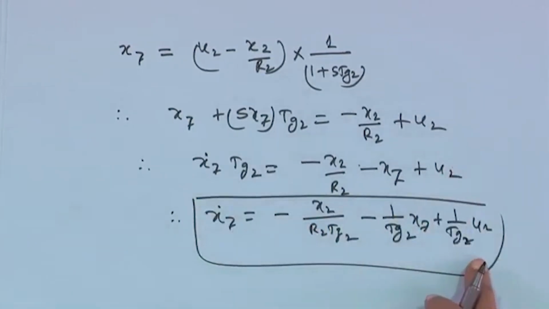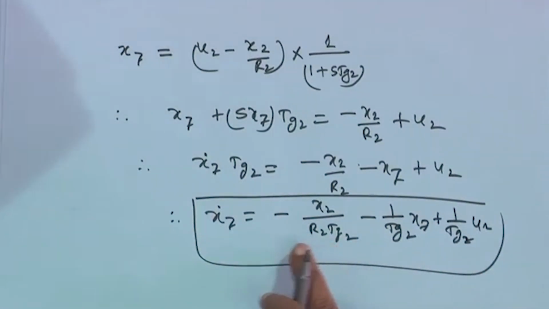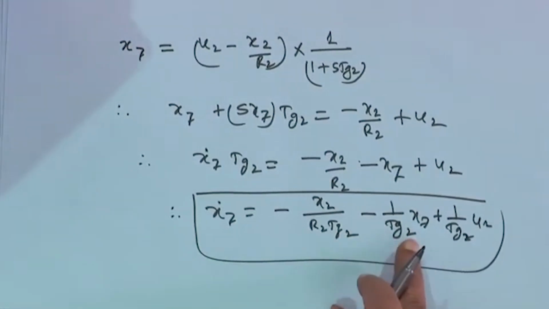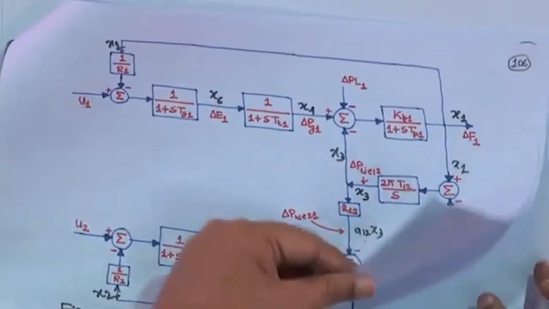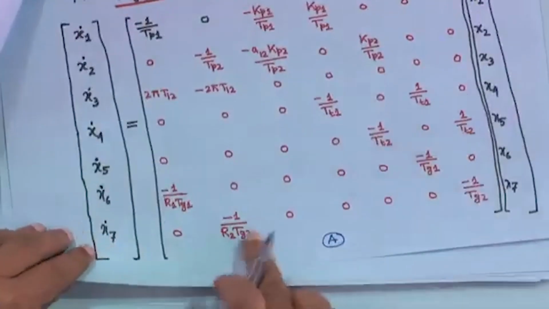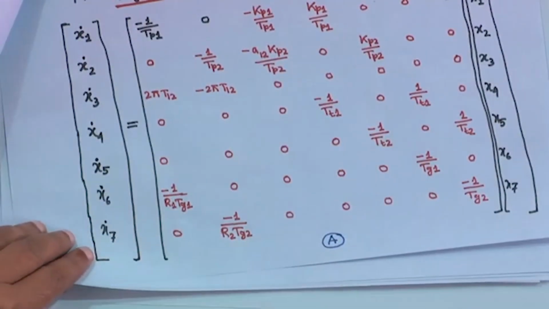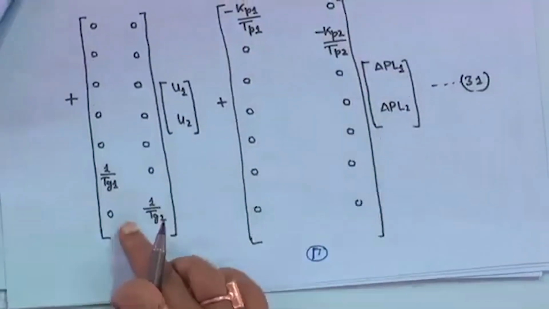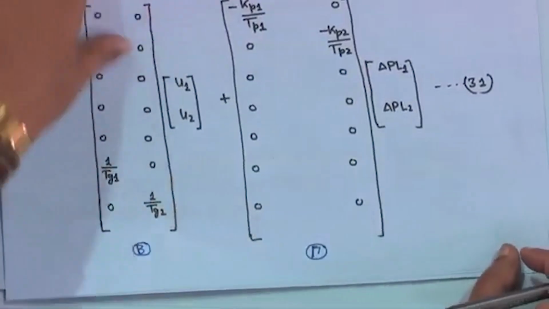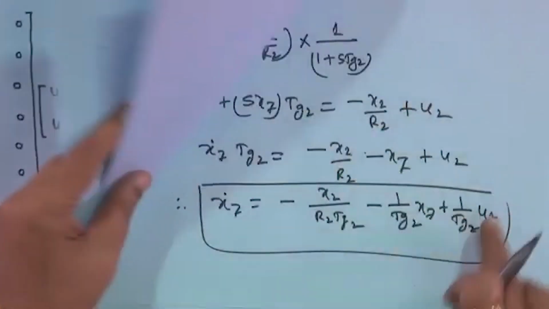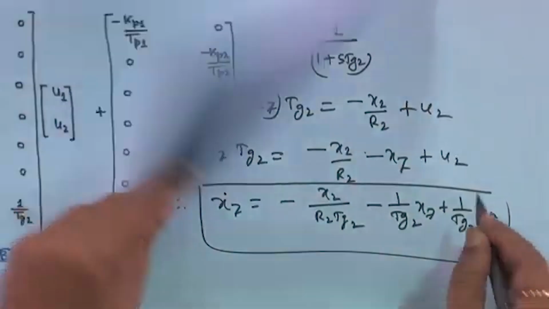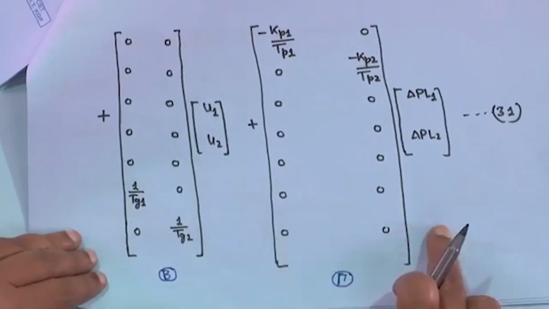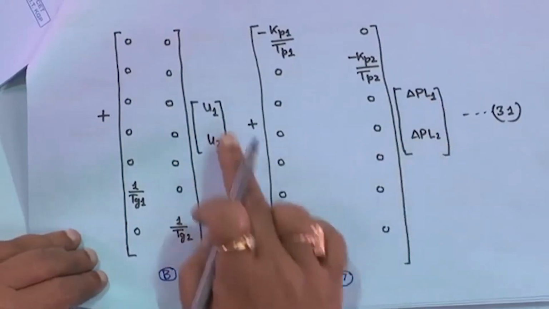So u2 is involved here. Other than that, only A72 and A77 are there in the A matrix. A72 is −1/(r2·Tg2), and A77 is −1/Tg2, and the last one is 1/Tg2 for u2. So here it is 1/Tg2 u2. Therefore it is 0 first, then 1/Tg2 u2, and here it is 0, 0, and this is delta PL1, delta PL2, u1, u2.